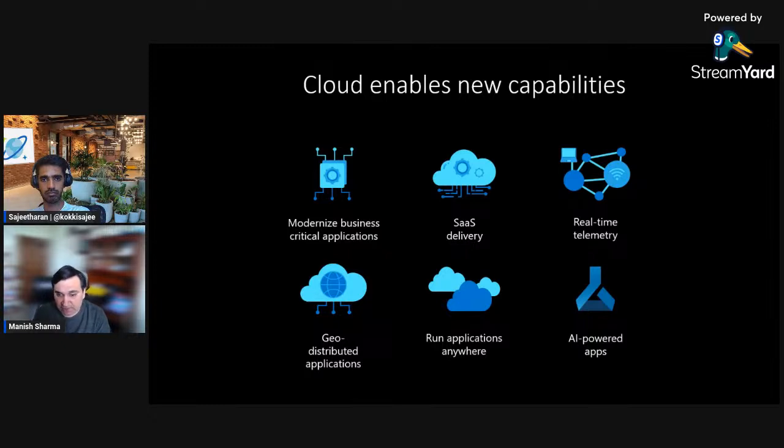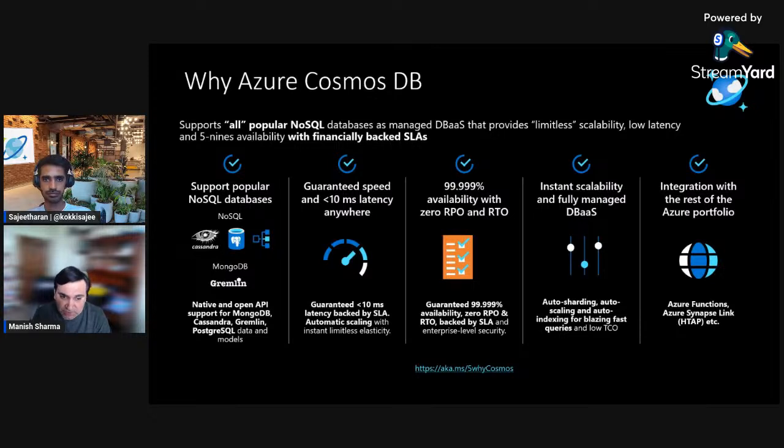Cosmos DB is now, as cloud is a de facto standard for hosting applications, a de facto standard for NoSQL databases. Cosmos DB has various capabilities. If I start from my favorite one, which is guaranteed speed, we provide less than 10 millisecond latency, whether it is reads or writes. This is backed by an SLA, by the way.